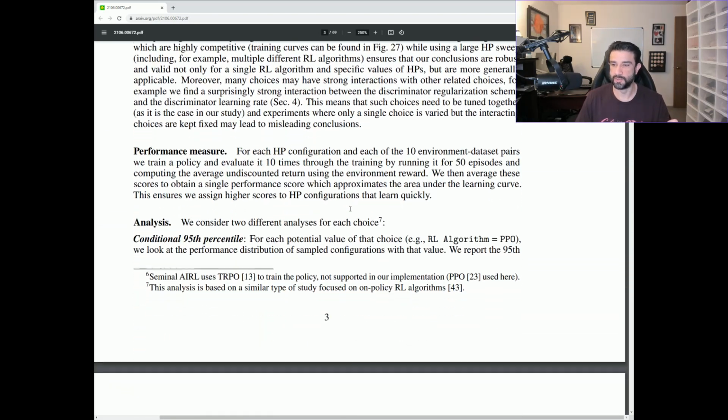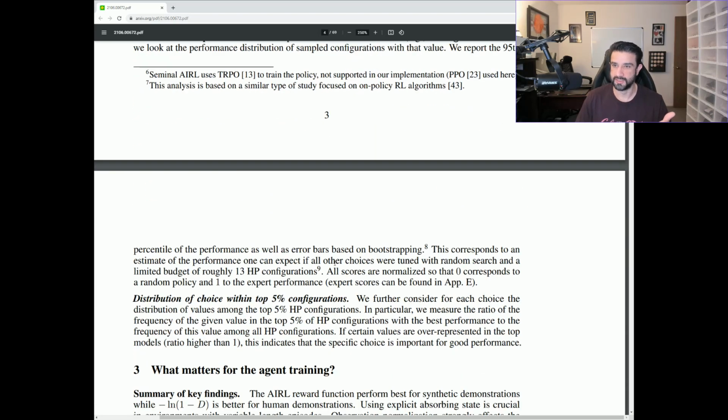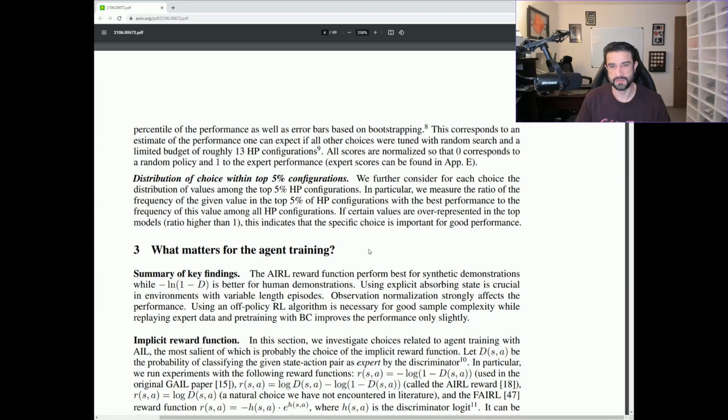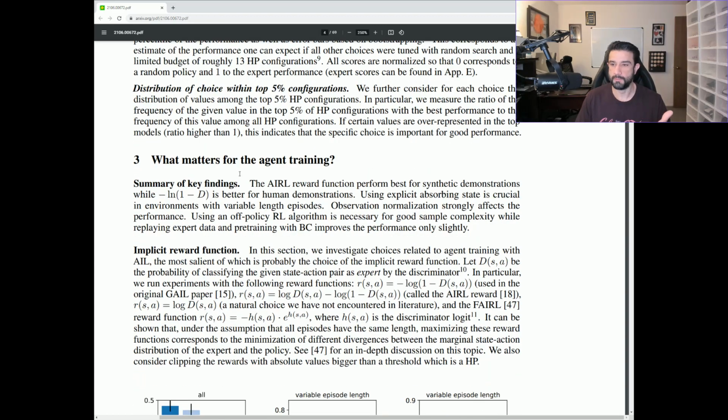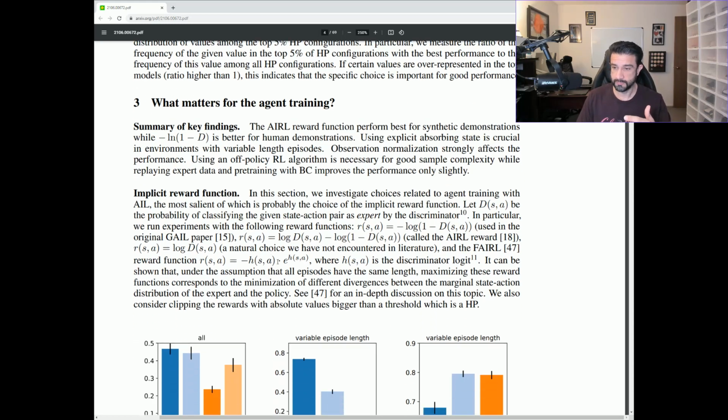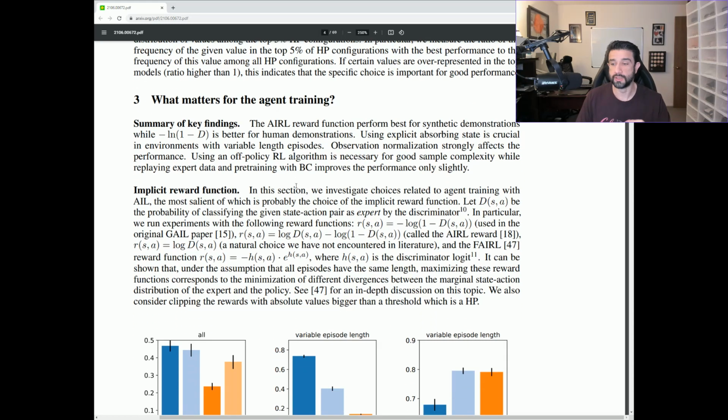Again, additional experimental design, analysis. It's worth reading the analysis. Always, always, always read the analysis. What matters for the agent train? Okay, here, summary of key findings. You looked above, you read the summary, you say, okay, I care about what they probably found. So now this is worth reading through.